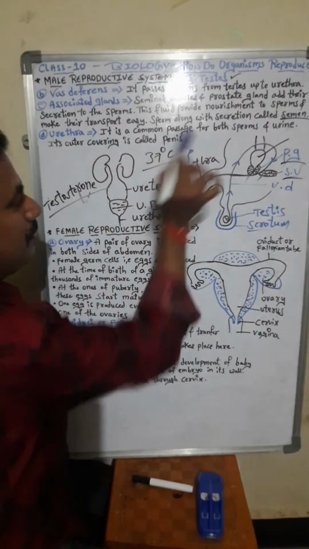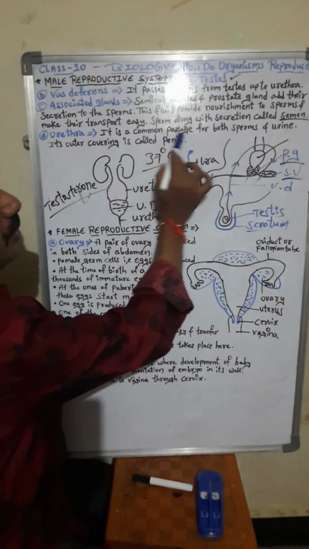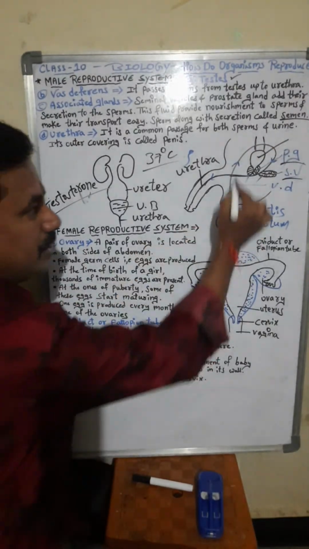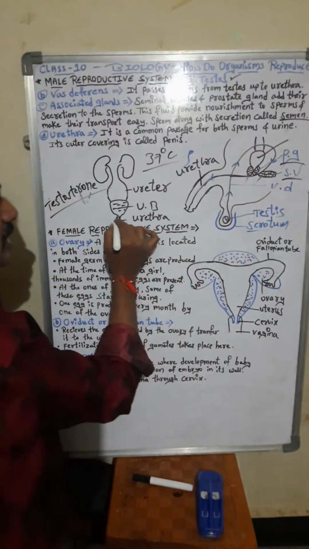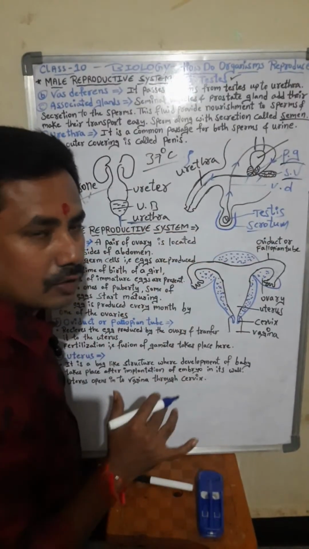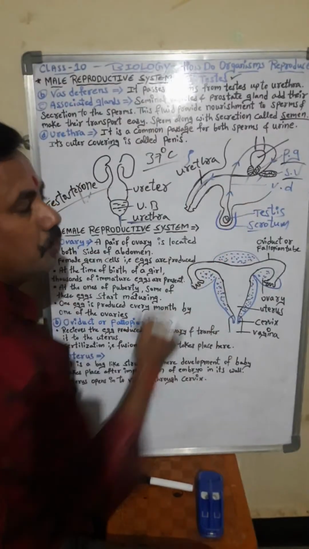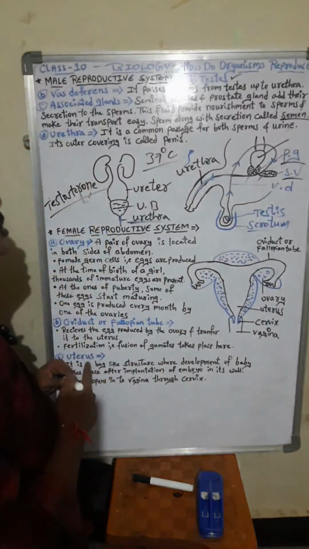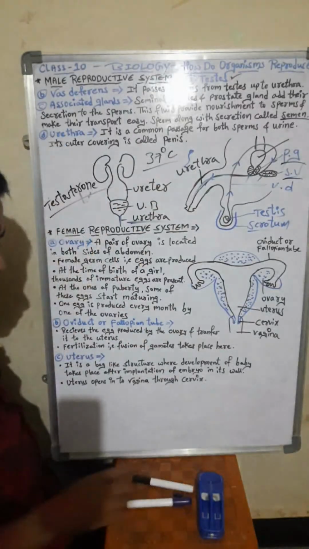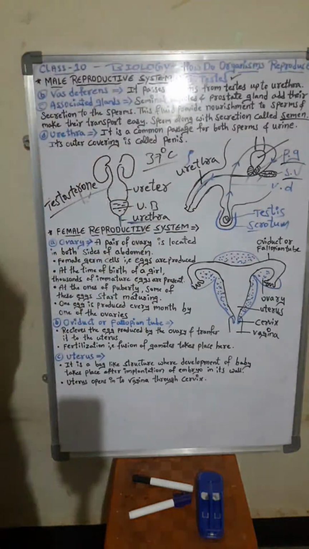Urethra is a common passage for both sperms and urine. Sperm is coming from this urethra and the urine is also coming from the urethra. Common passage for both urine and sperm, students. Its outer covering is called penis. Okay, clear? Understood everybody?